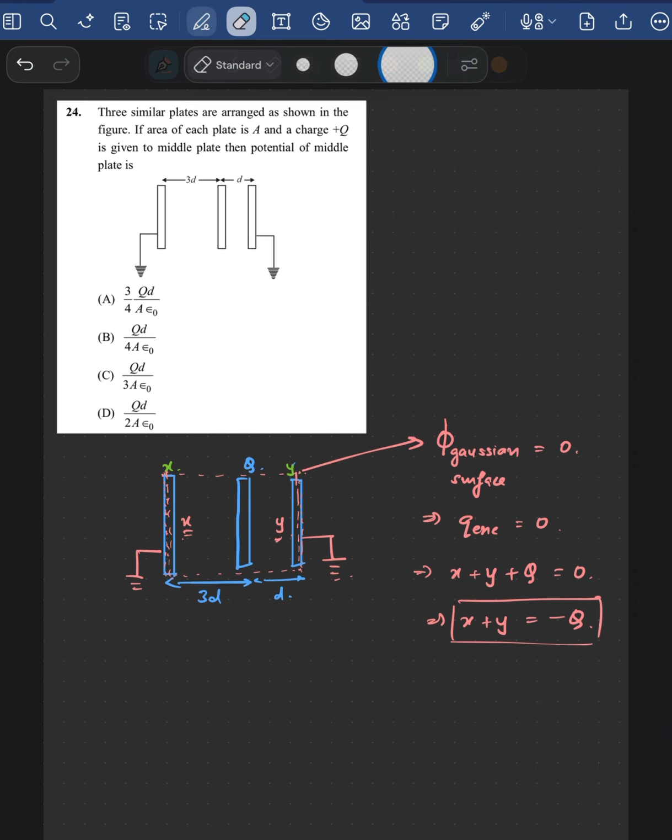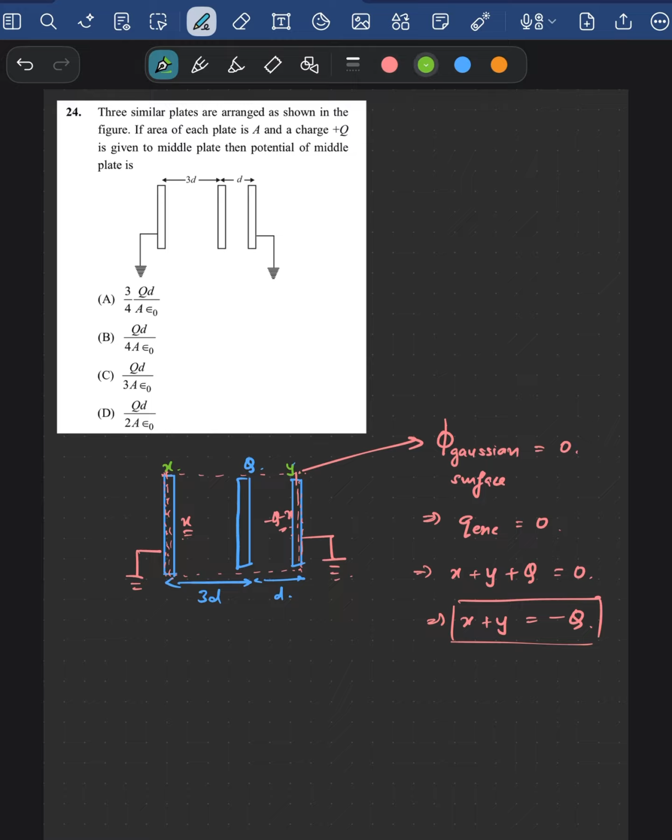Now, why is that so? This we got from the idea of the Gaussian surface. And so now I can reduce one unknown. Instead of writing an unknown Y, I can write this Y as nothing but minus Q minus X, hence reducing our unknown, right?